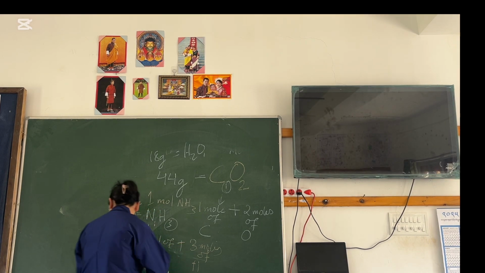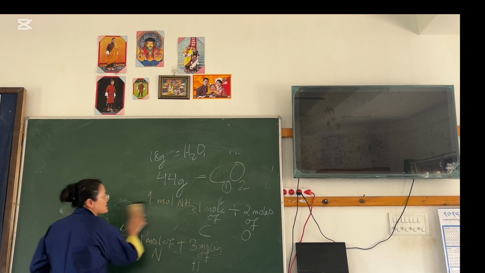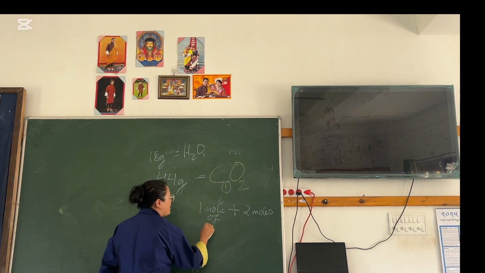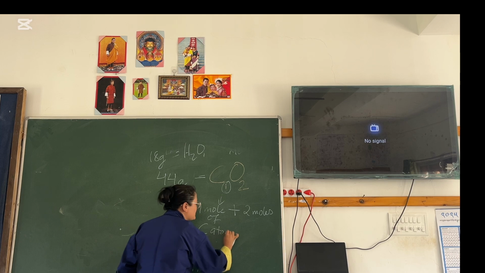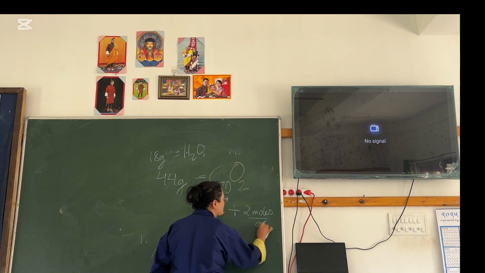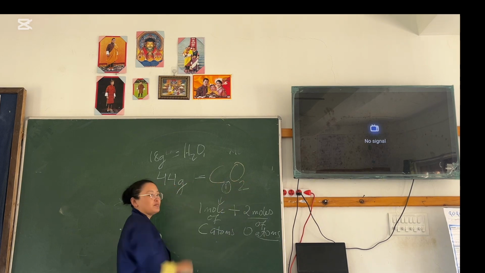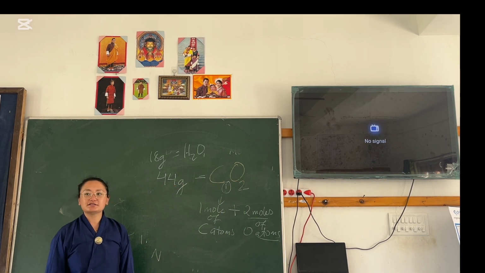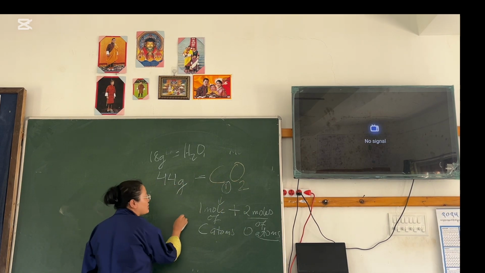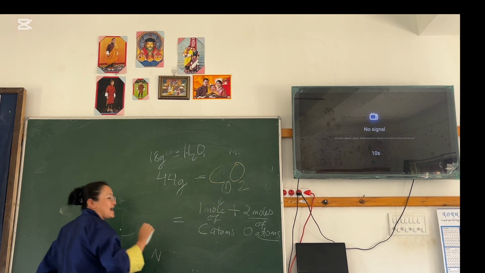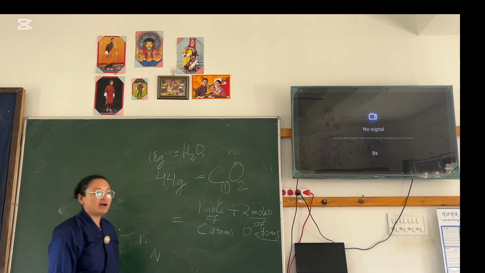Now, let us come back to this 44 grams. So here, we know there is 1 mole of carbon atoms, and then there are 2 moles of oxygen atoms. It's not molecules, these are atoms, but there is 1 mole of that. Okay. Now in that 44 grams, if I ask you how many total atoms or particles are there, how will you do it?